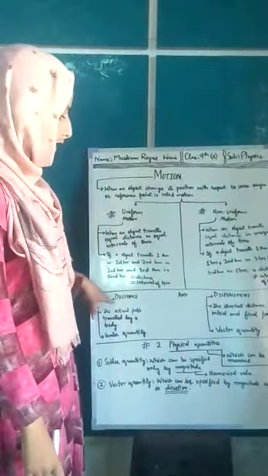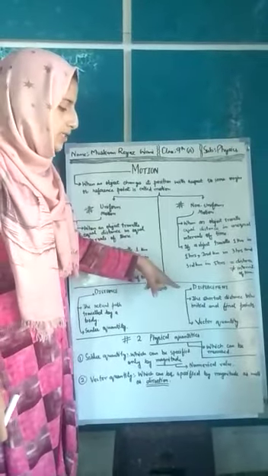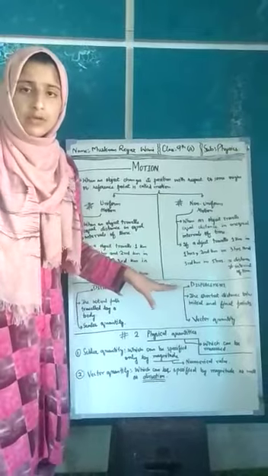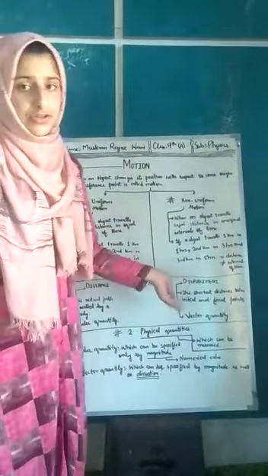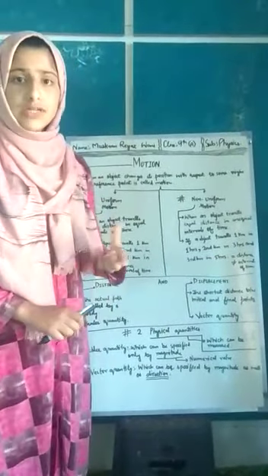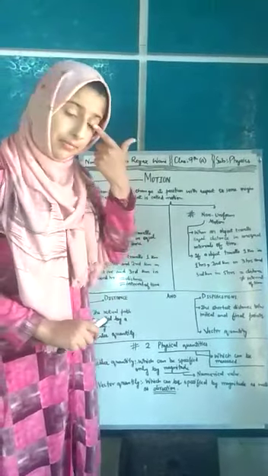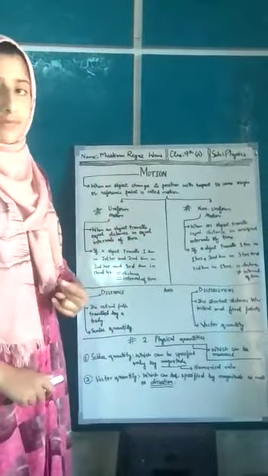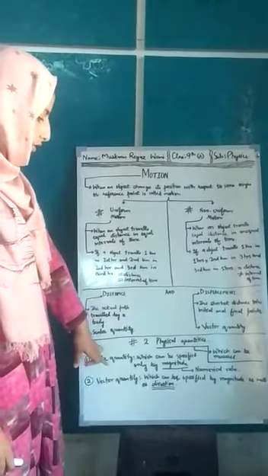Now, one more thing is there in distance. Distance is a scalar quantity and displacement is a vector quantity. Now the question arises, what is this scalar quantity and a vector quantity? There are two physical quantities. Firstly, I will tell you about what is physical quantity. Physical quantity is that quantity which can be measured. There are two types of physical quantities, that's scalar quantity and second is vector quantity.